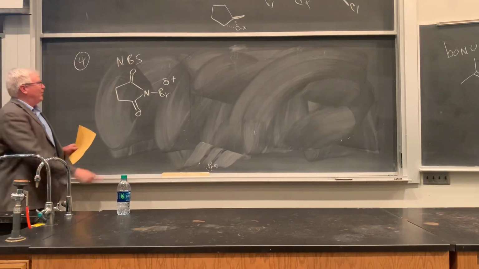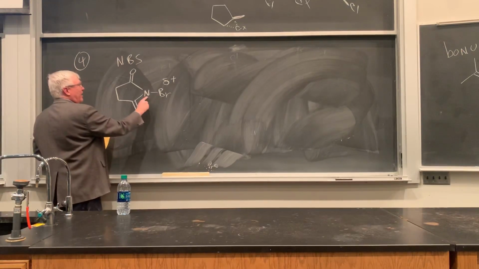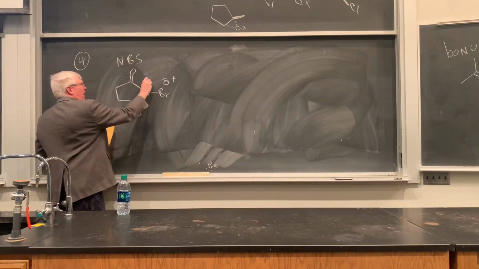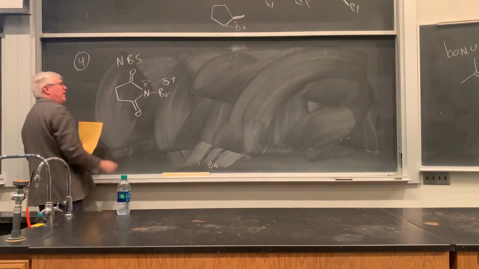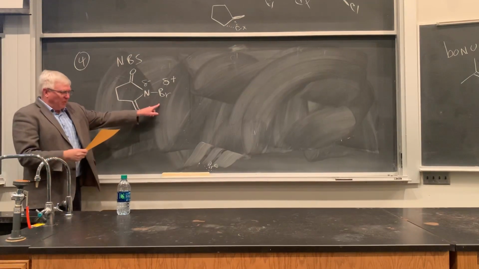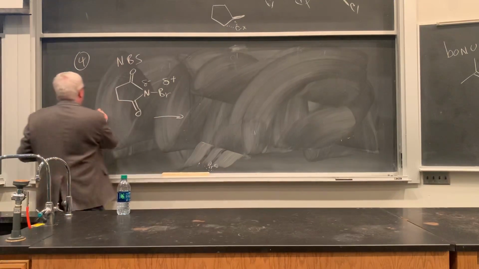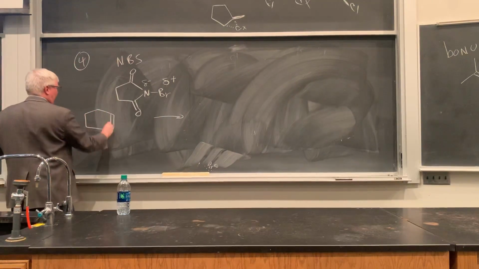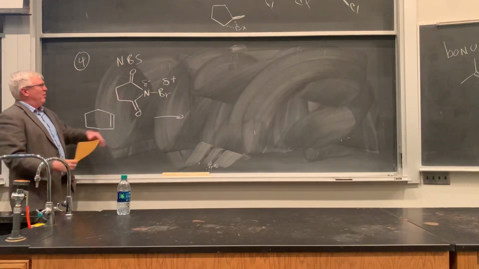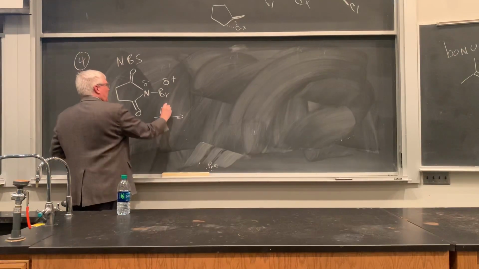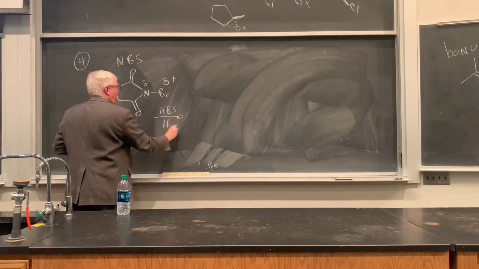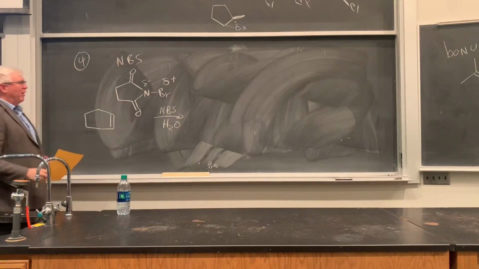So as this bond is polarized that way, nitrogen is more negative, because nitrogen is the more electronegative atom. So it will react with alkenes such that we can get reactivity here. Let's look at our simple alkene. Instead of using bromine, we use NBS. And let's do halohydrin formation, with water.